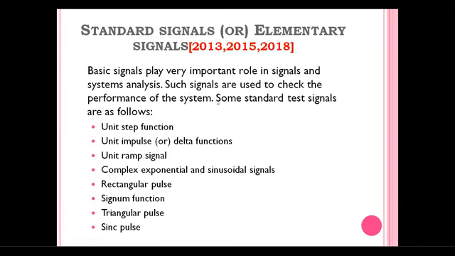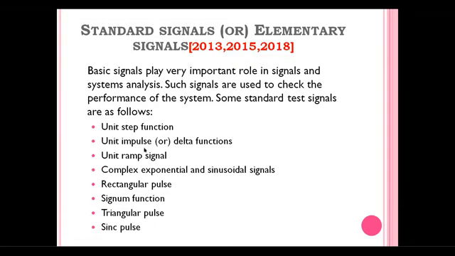In order to test the system, whether the given system is a stable system or not, whether the given system is causal or not, we have to use some standard signals. So what are the standard signals used in our communication and signal processing field? The very basic, the first type of standard signal is the unit step function, or unit step signal.